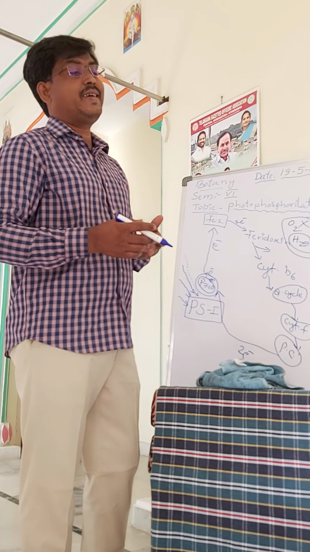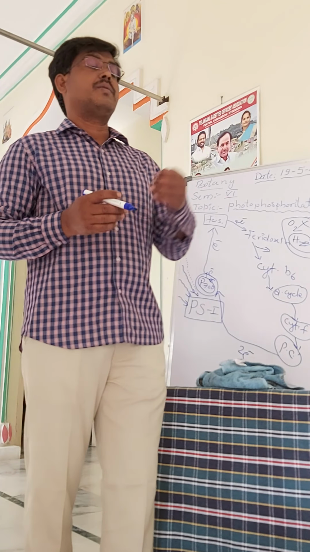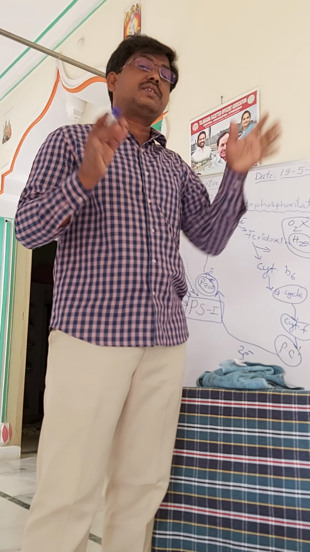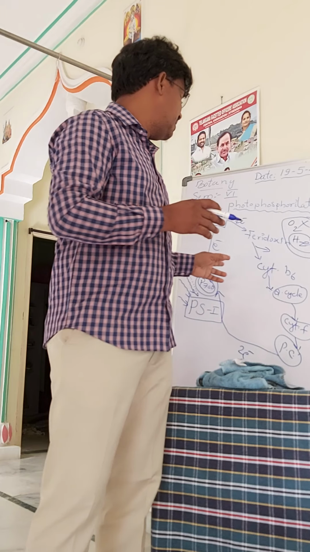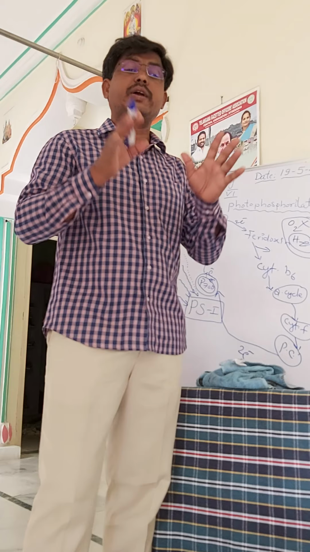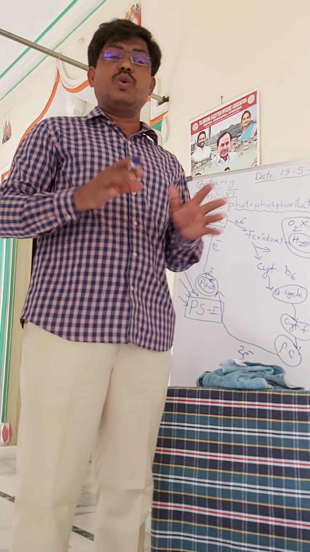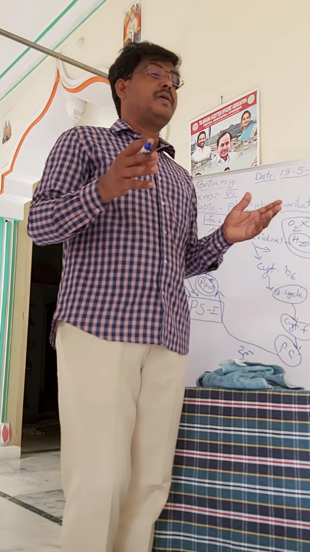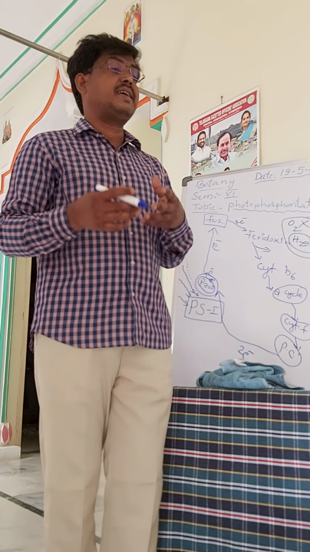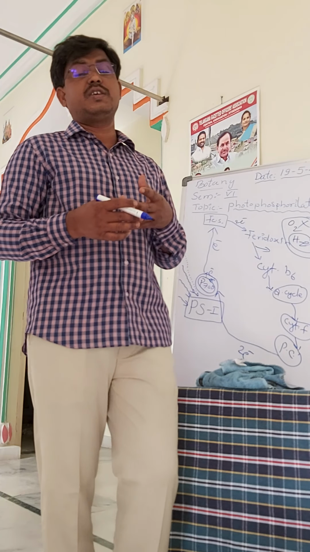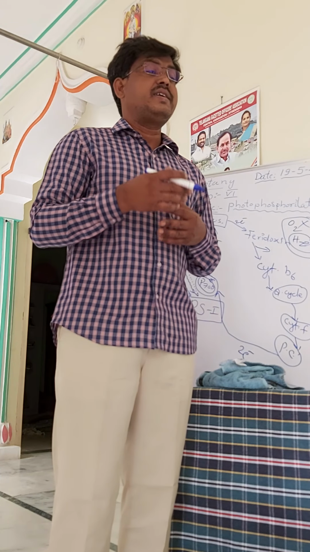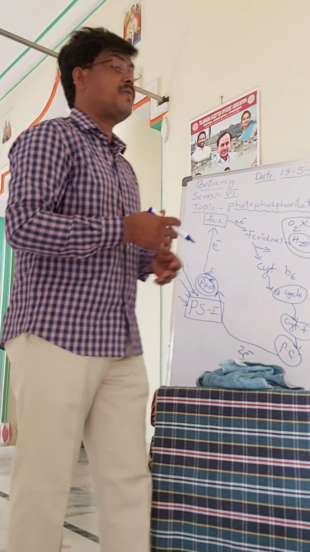When PS1 is activated by one photon, what is the reaction center of PS1? P700 is nothing but a chlorophyll a pigment, as I just told you. So this reaction center P700 is excited, and it releases electrons. This electron is first carried by the ferrous sulfur protein.